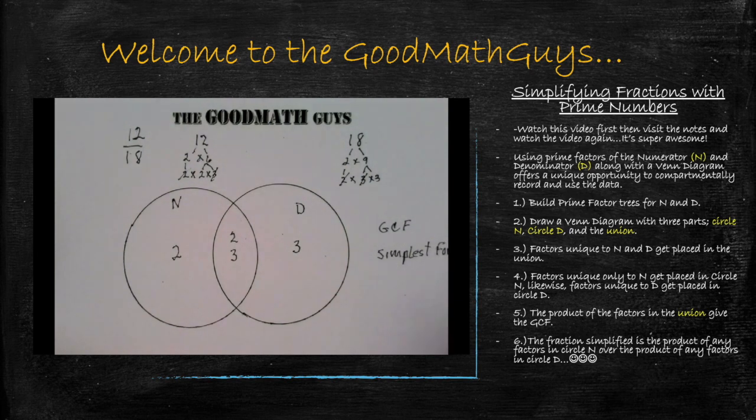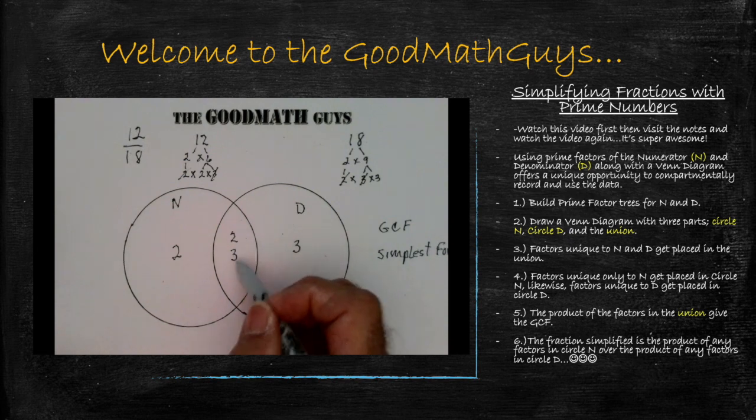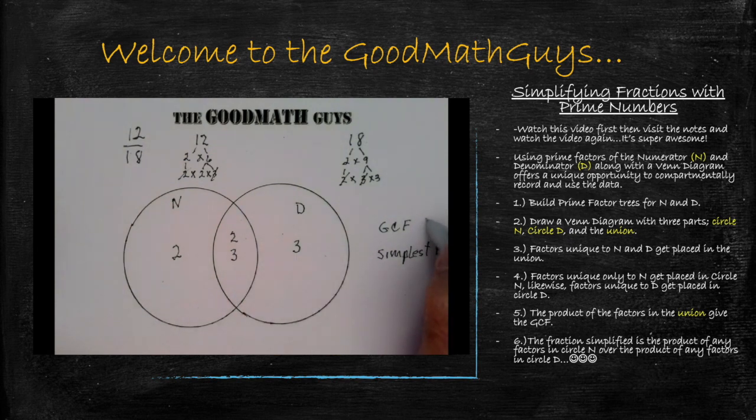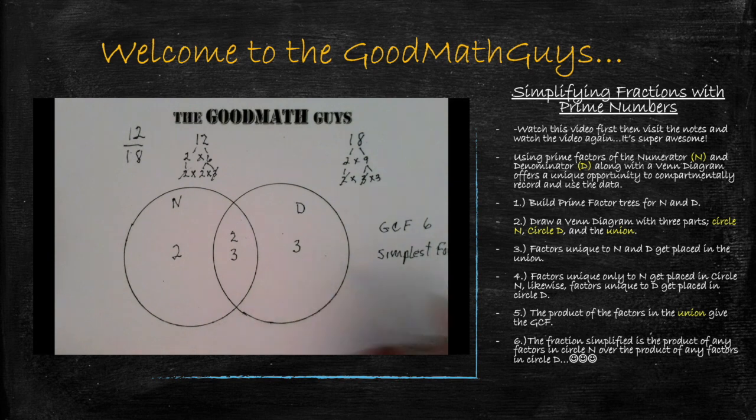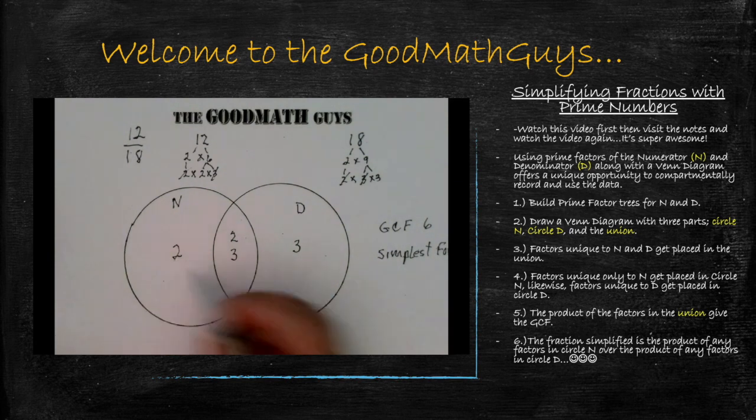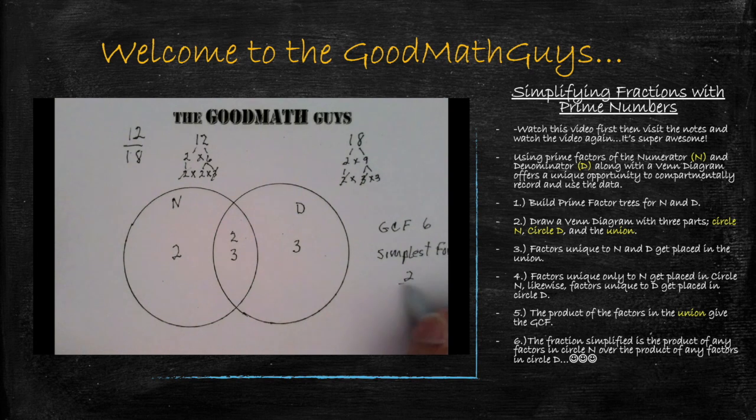To find the GCF, all we have to do is multiply the common factors in the union of both sets. So we've got 2 factors here. 2 times 3 is 6. So 6 would be our GCF. Real easy. To find our fraction in simplest form, all we're going to do is take what's left in the numerator's position and what's left in the denominator's position and write numerator over denominator. So here you'll notice we have a 2. Here you notice we have a 3. So 12/18 simplifies to 2/3. Real easy, real easy. Let's try another one.